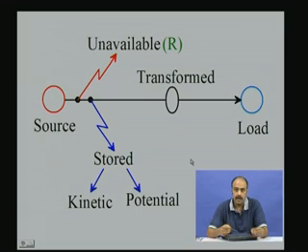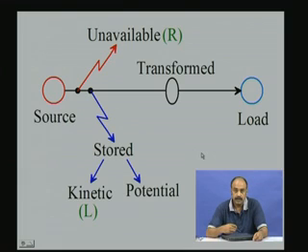So, the energy gets lost as heat most of the time in a component called a resistor, which is denoted by the letter R here, and the energy gets stored in the kinetic form in a component called inductor, which has inductance values as indicated by letter symbol L here, and it can get stored in the potential form in a component called the capacitor, denoted by the letter symbol C here.